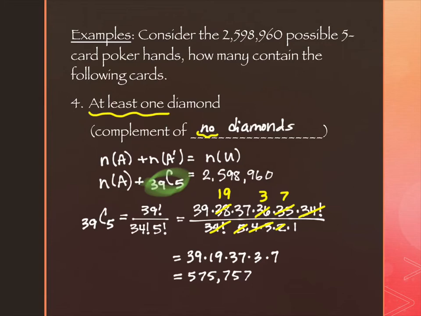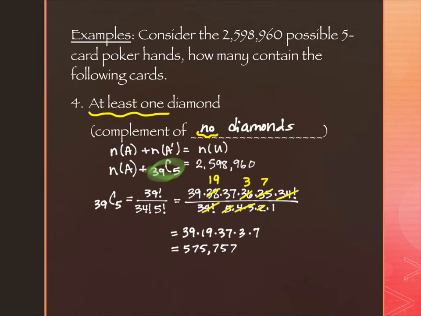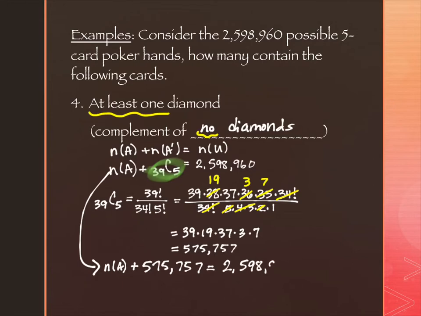So in terms of this picture, since I used the other equation, let me make it a tiny bit smaller so we can see. This piece is n of A, what I'm looking for, plus the 575,757 equals the 2,598,960. And what would I have to do to solve for n of A? I'd have to subtract the 575,757 to the other side, like solving equations from high school. So we would be doing subtraction of 575,757.